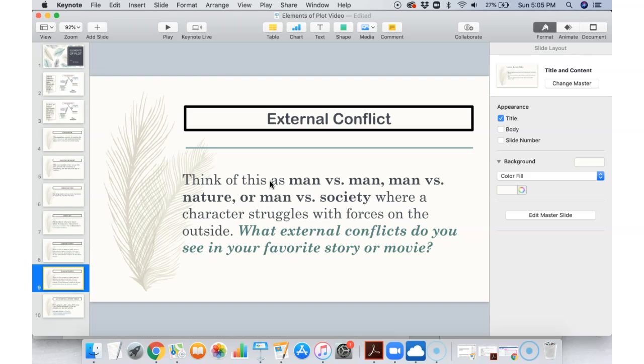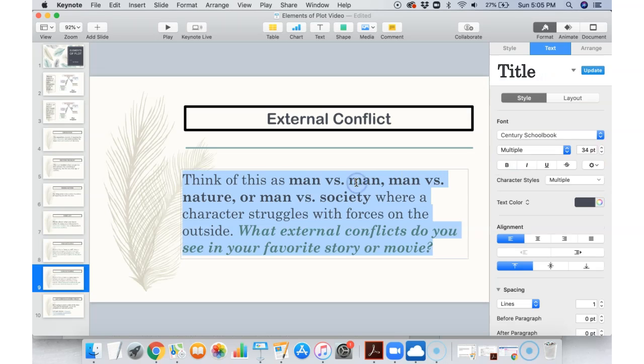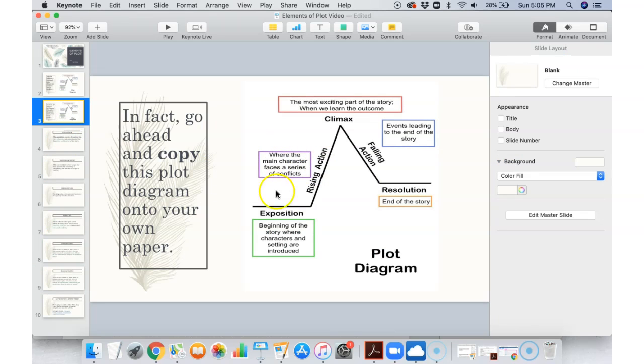Okay, so it could be an external problem, like an outside problem with another character. It could be a problem with the weather or something happening in nature. It could be a problem with the group of people the character is with. But either way, internal conflicts and external conflicts make up the rising action. So if we just go back here real quick, where we look at the rising action, it's a series of conflicts that are usually internal or external, or they could be both, okay?